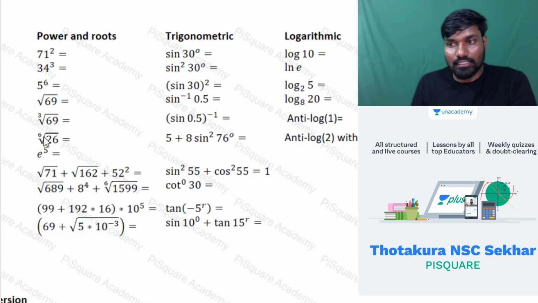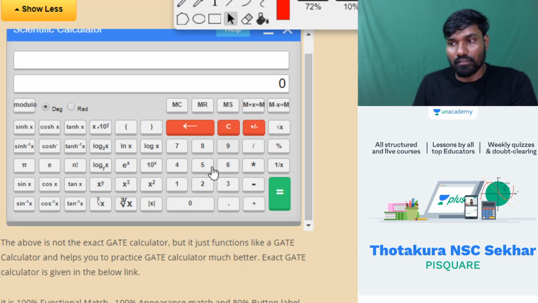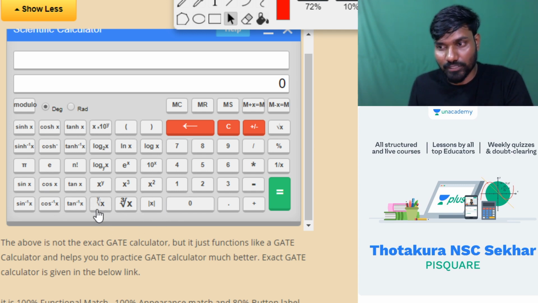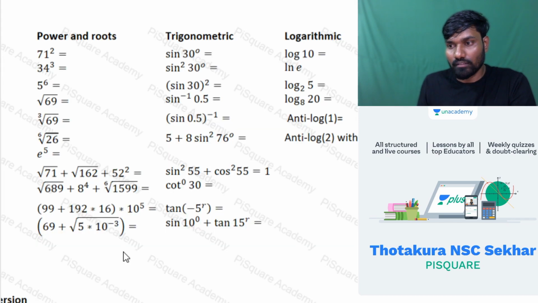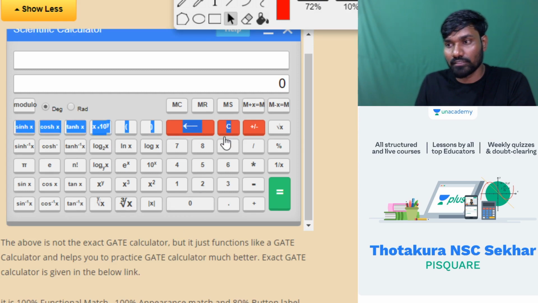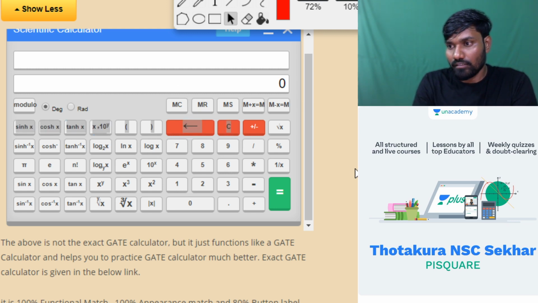Next, this one: 6th root of 26. Let's clear it. Some power, something root something. Look at this operator. Yes, there is something: y-th root of x. Which one is first? X first. So what is the value? 6th root of 26, so 26 is x. I think there is a problem with this. It got selected, maybe. I think I'll have to refresh.